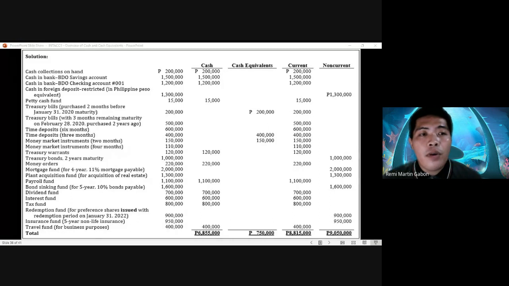Now, cash in foreign deposit, as I have told you earlier, as part of our recap kanina, cash in foreign deposit, lalo na kapag restricted, they are considered part of non-current asset. They will not fall under cash, nor cash equivalent, and nor the current section, but in the non-current section. They can only be part of current asset if they are part of cash. As long as they are restricted, okay, non-current yan. Hindi current.